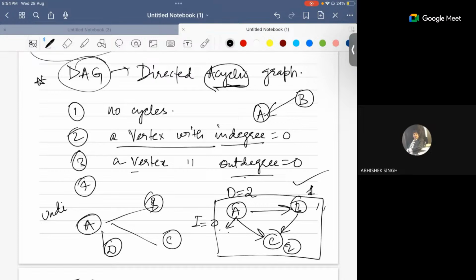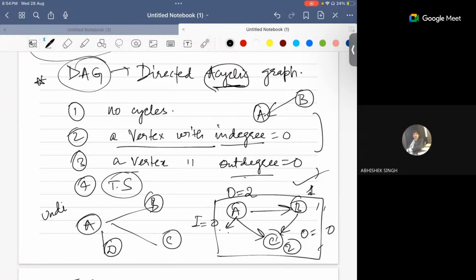And then I told you vertices with out degree 0. So you can see that C doesn't have any edge that is pointing out from C. So that's why out degree for C is 0, right? So all three conditions are satisfied for this. So this is a DAG. Yes.